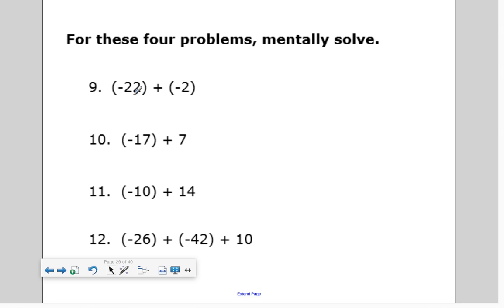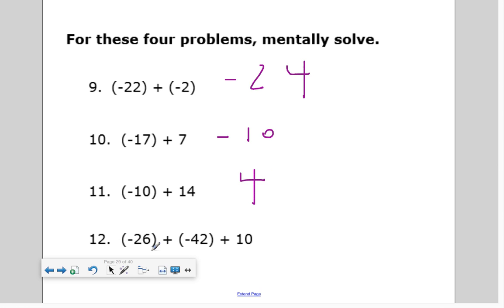I have 22 negatives. I mix it with 2 more negatives. Will anything cancel? No. I have 24 negatives. I have 17 negatives. I put it together with 7 positives. Do I have more negatives or more positives? Definitely way more negatives. By how many more? By 10. I have 10 negatives. I have 14 positives. I have more positives. How many more positives do I have? I have 4 more positives.